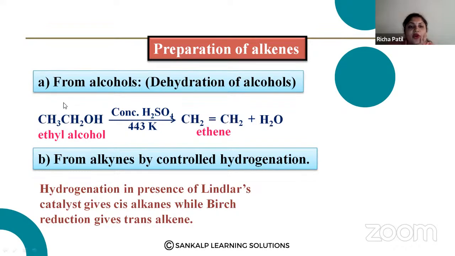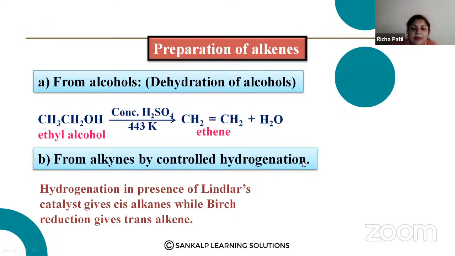Alkenes can be prepared from alcohols. How? By dehydration of alcohols. Ethyl alcohol is taken in the presence of concentrated H2SO4 at a temperature of 443 Kelvin. What you yield is ethene plus a water molecule. This is dehydration, which is the removal of a water molecule. So from alcohols the water molecule is getting removed, forming ethene.